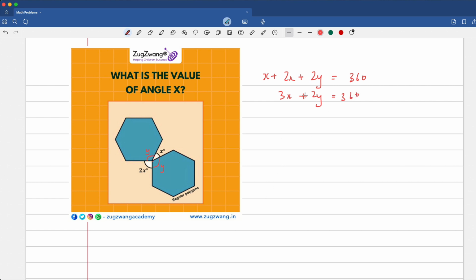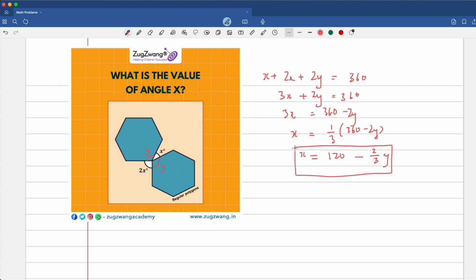Or in other words, 3 times x is 360 minus 2y. Or x, the angle that I need to find out, is 1/3 of 360 minus 2y. Or 360 divided by 3 is 120, minus 2/3 of y. So this is your abstract solution. Given y, if you know y, then you know the equation that will give you x.